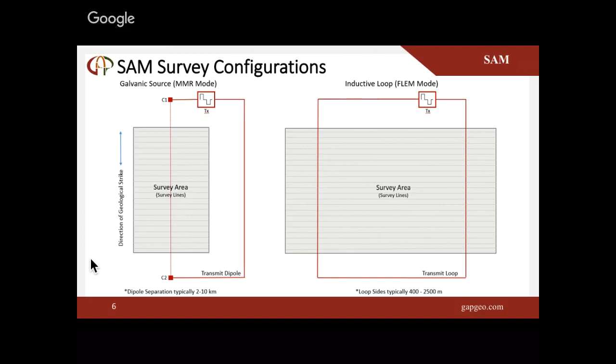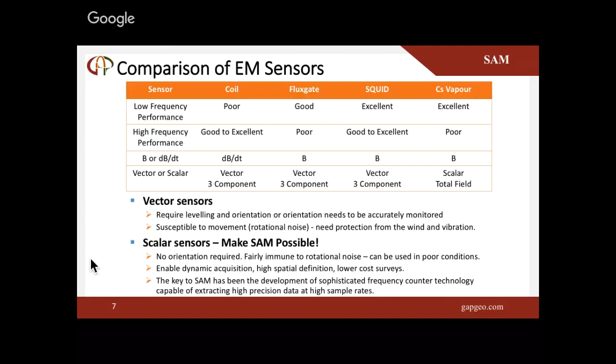Types of survey configurations we have. This is kind of key to why SAM works. There are a number of different EM sensors that people use typically for doing EM surveys. Coils are pretty common, flux gates we've talked about as well. Squids are an excellent sensor. They're very, very expensive, I suppose, but they're very sensitive sensors to use. And of course, the cesium vapor is the one that we use. They have different performance characteristics depending upon the frequencies that you're looking at. Coils are better at high frequencies. Cesium vapor and squid are probably better at very low frequencies, as true B field sensors.